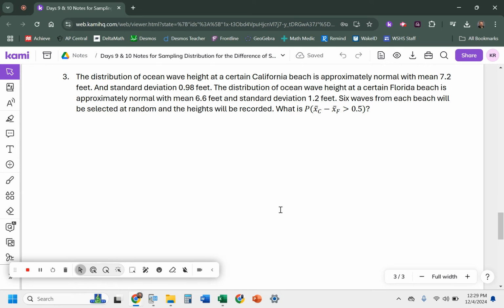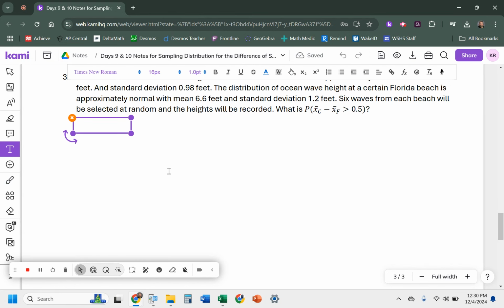In other words, what is the probability that the sample mean for the California waves will be 0.5 feet higher than that for the sample mean of the Florida waves? So let's go ahead and get started. Number 1, we are talking about a sampling distribution for the difference of sample means. So let's get some notation down with the values that we have been given.